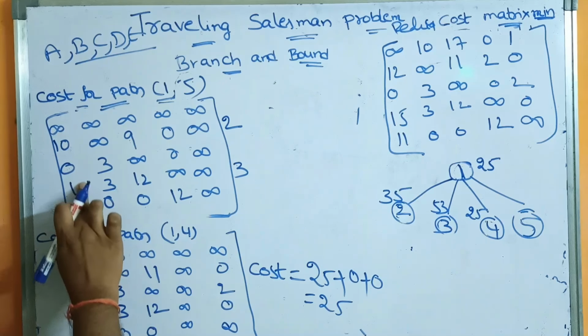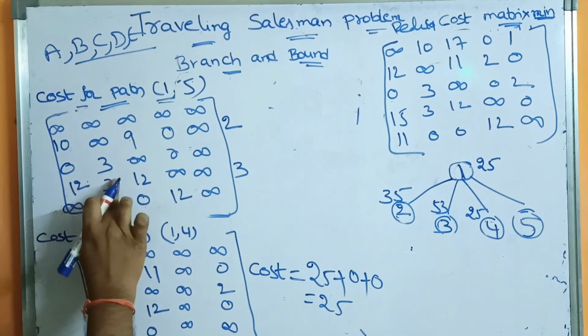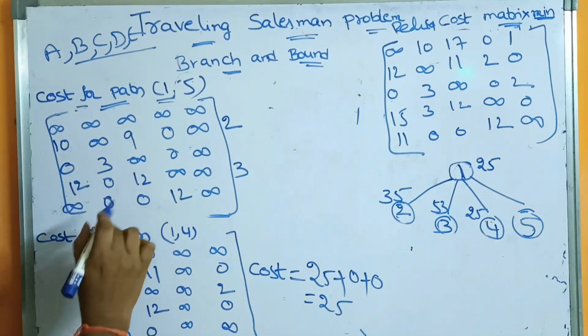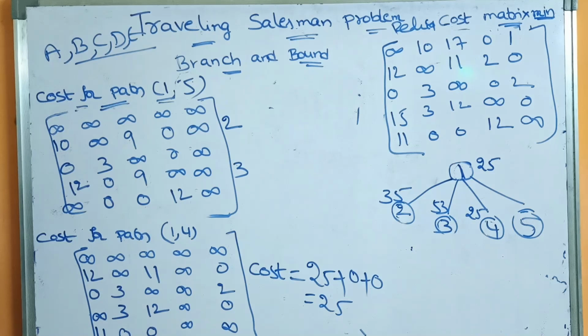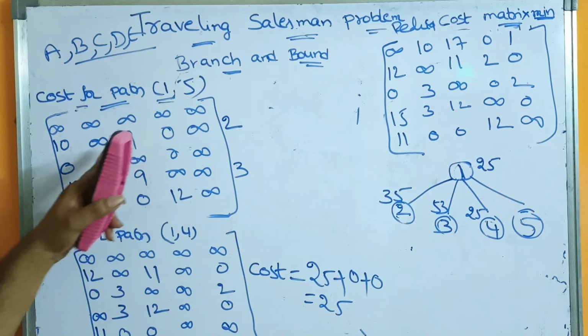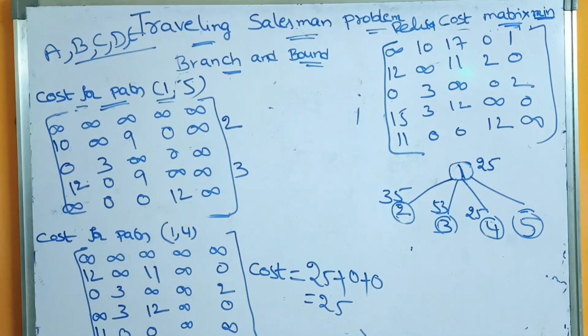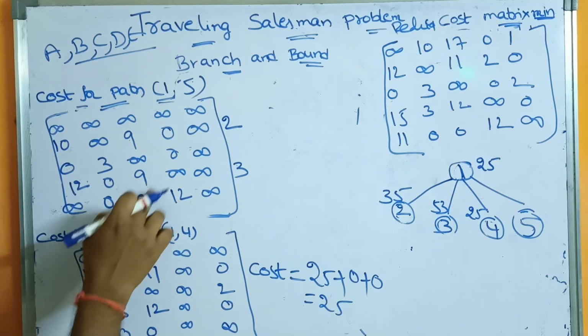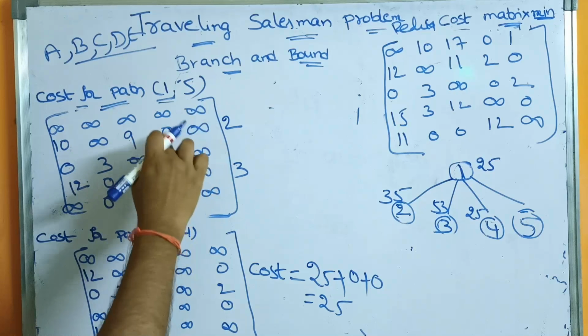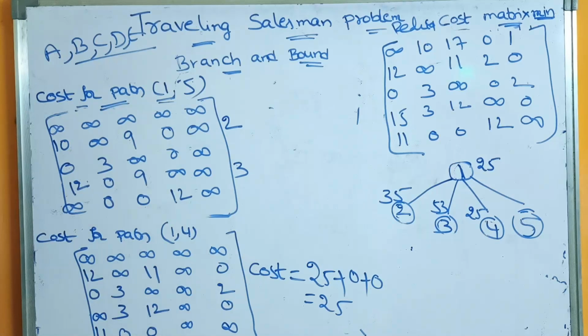So 15 minus 3 means 12. 3 minus 3 means 0. 12 minus 3 means what? 9. Okay. So if you observe here, in each row we have some zeros. Now let us check column reduction. One entry is 0, multiple entries are 0, one entry is 0, one entry is 0, multiple entries are 0, all are infinities. So there is no problem.